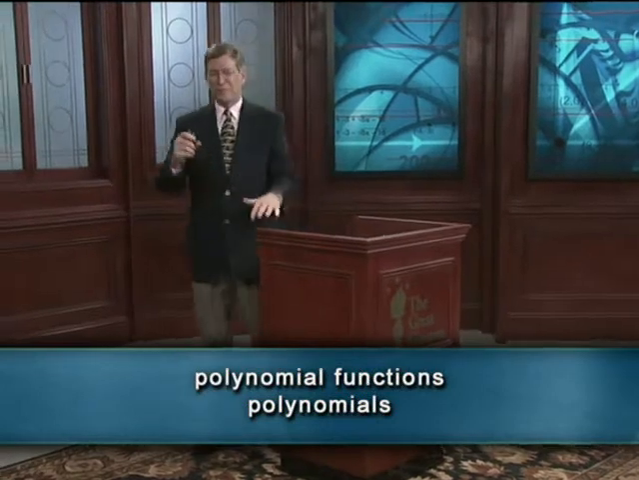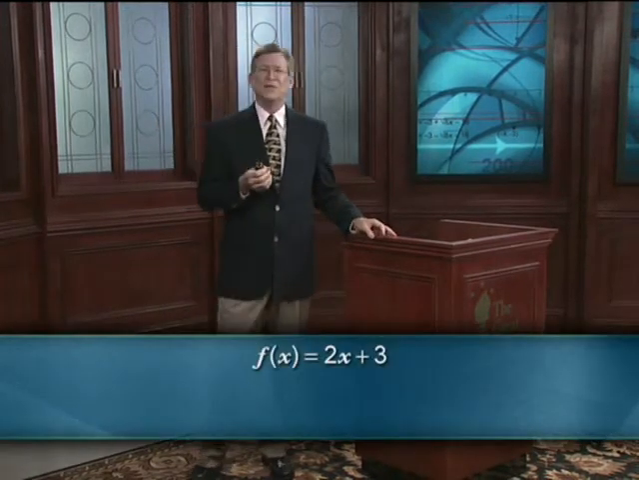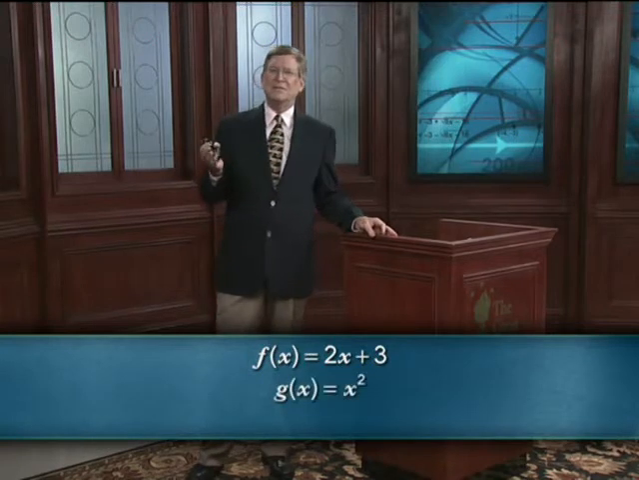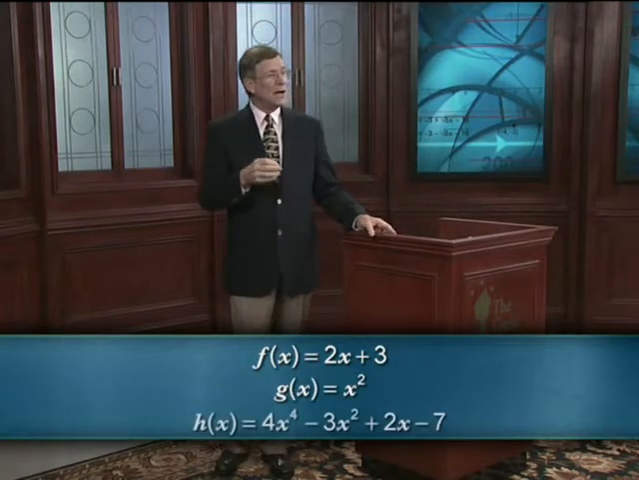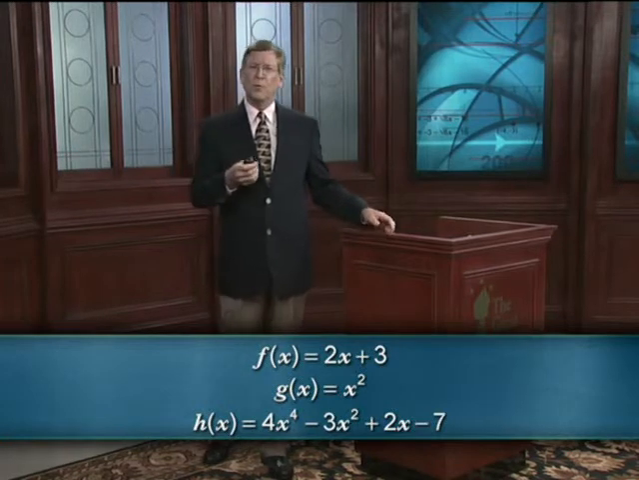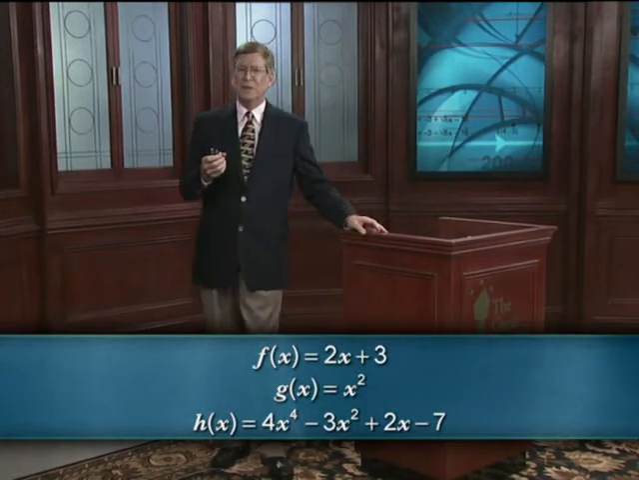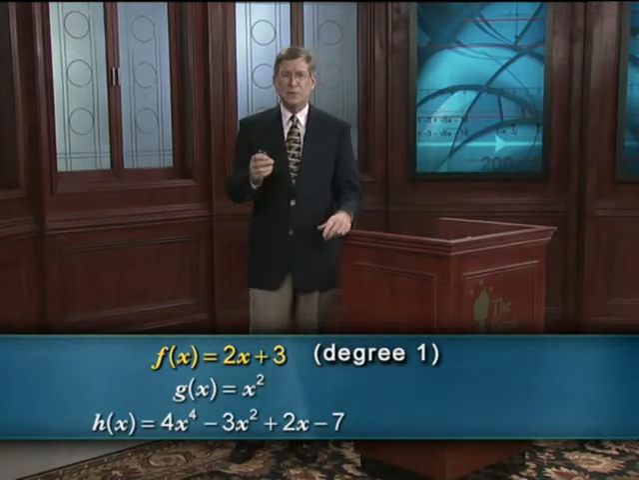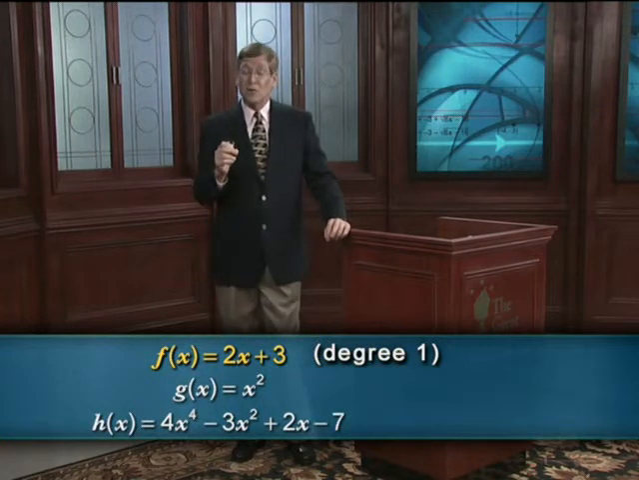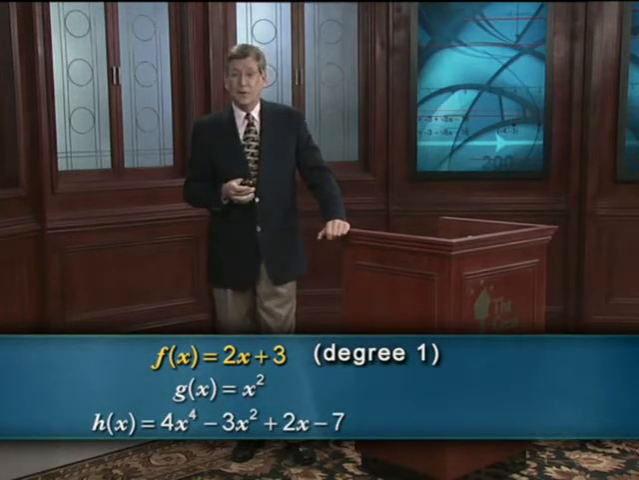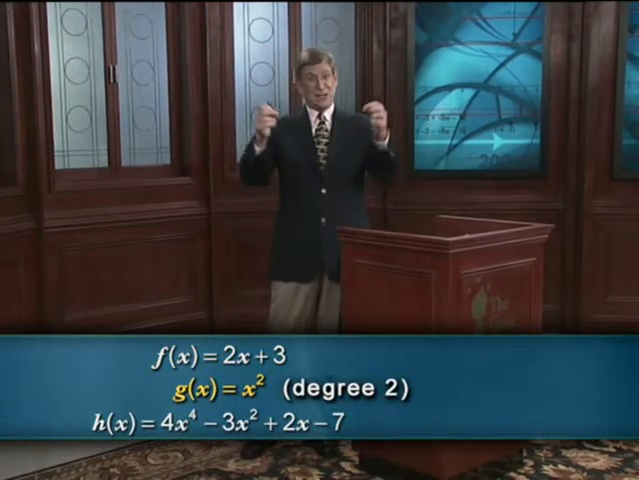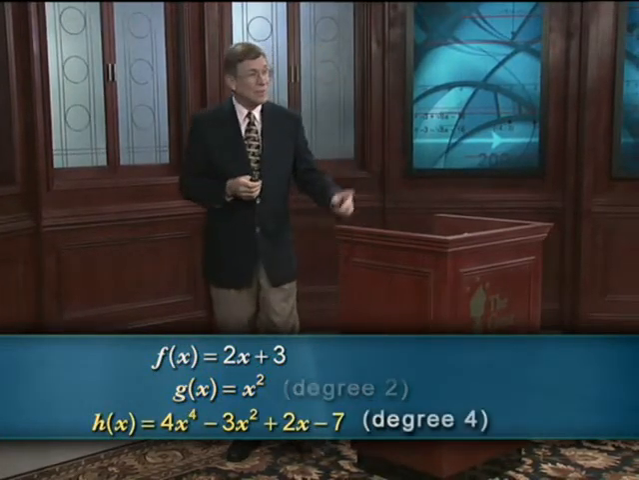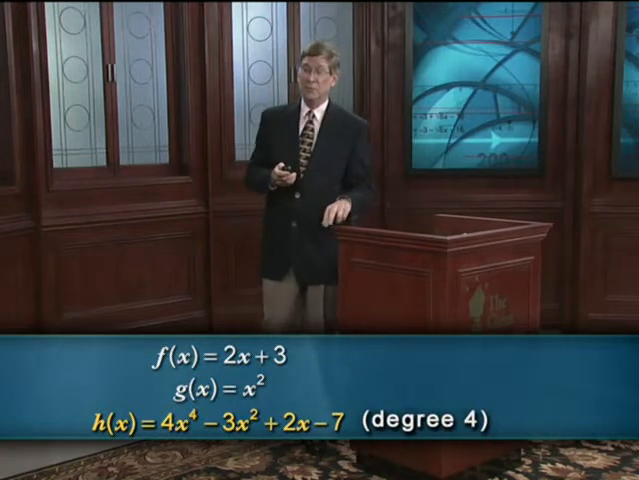Let me give you some examples of some simple polynomial functions, and you'll see that they're pretty easy to understand. For example, the polynomial 2x plus 3, or the polynomial g of x equals x squared, or how about the polynomial 4x to the fourth minus 3x squared plus 2x minus 7. These are all examples of polynomials. The first one, 2x plus 3, has the x to the first power, and so that's a degree 1 polynomial. The second one, that parabola x squared, is degree 2, and the third example was a fourth degree polynomial.